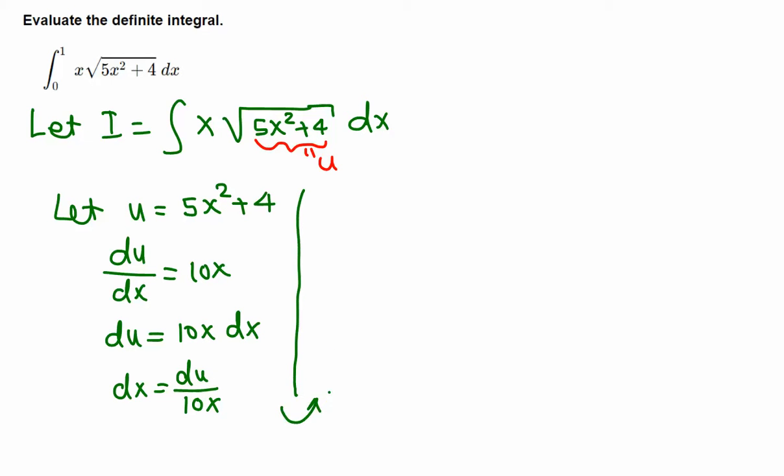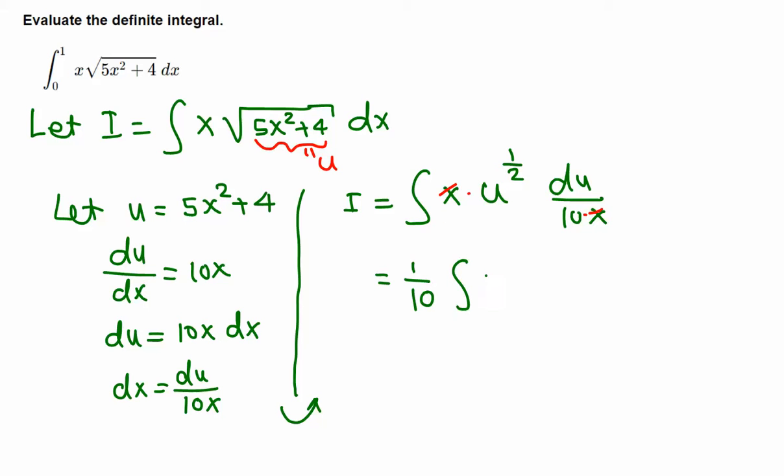With these substitutions, our indefinite integral is now, this x is just x, square root, which is the same as something raised to 1/2. So square root of u means u raised to 1/2. Now dx, we just found dx to be du over 10x. And look here, this x on the top, x on the bottom, so we can cancel x, and this 10 is constant, we can pull all the way outside, so 1 over 10.